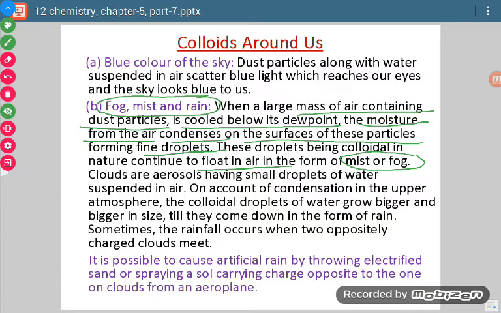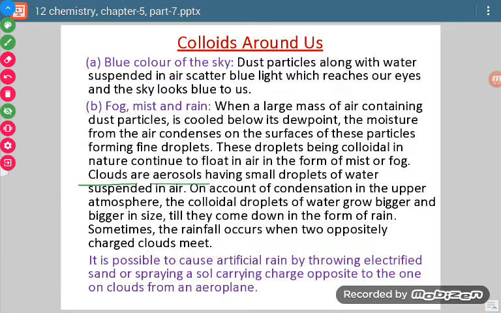Okay, now when we talk about clouds, what are clouds? A cloud is also a type of colloid, and this category is aerosol. Okay, now what is there in clouds? There are very small droplets of water suspended in the air. On account of condensation in the upper atmosphere, the colloidal droplets of water grow bigger and bigger in size until they fall in the form of rain.